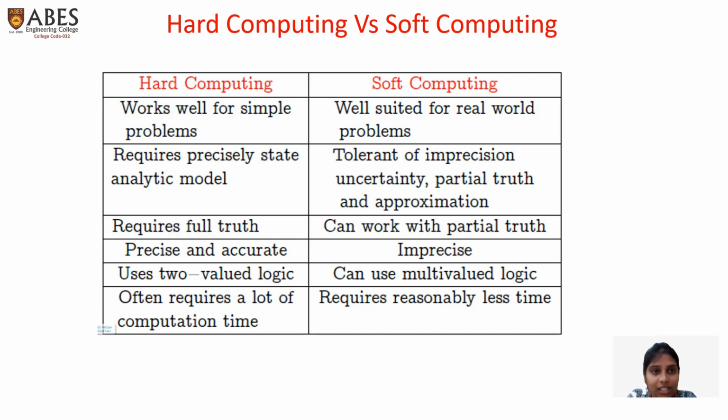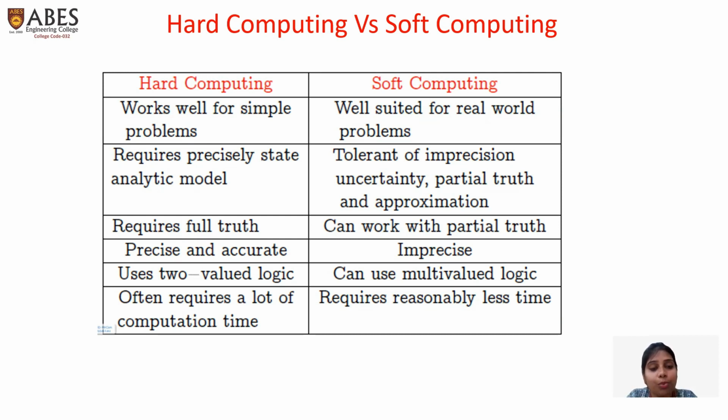Next one is that hard computing is precise and accurate, but soft computing is imprecise. The value is in the form of approximations. Next difference is that hard computing basically uses two-valued logic. One is 0 and another is 1.